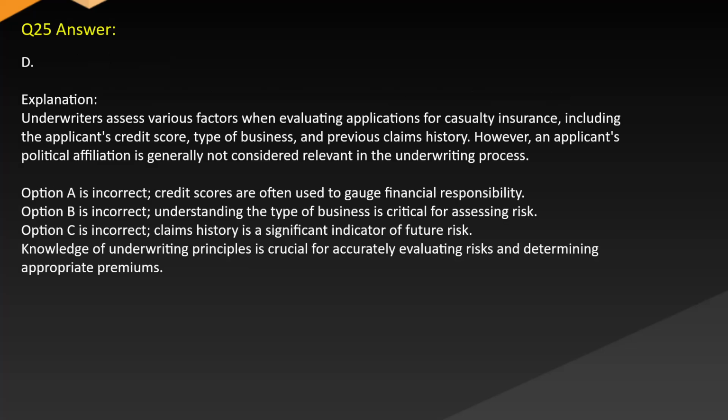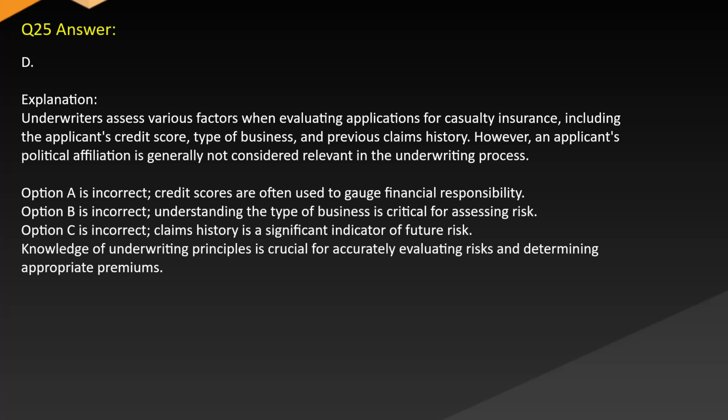Answer: D. Explanation. Underwriters assess various factors when evaluating applications for casualty insurance, including the applicant's credit score, type of business, and previous claims history. However, an applicant's political affiliation is generally not considered relevant in the underwriting process.